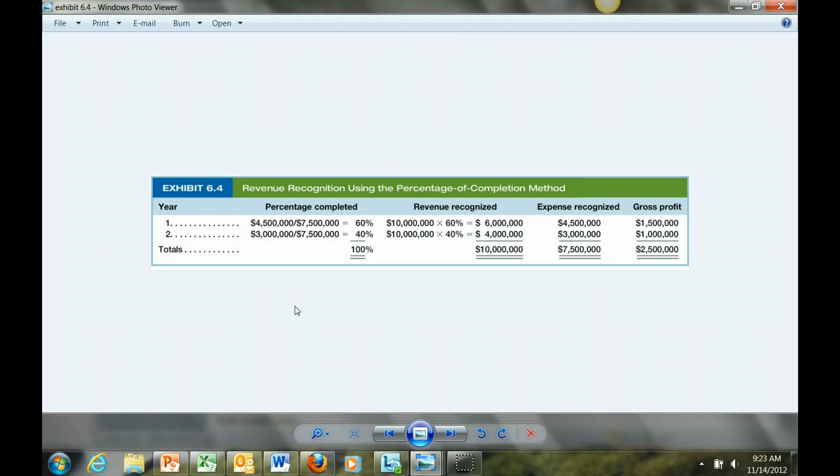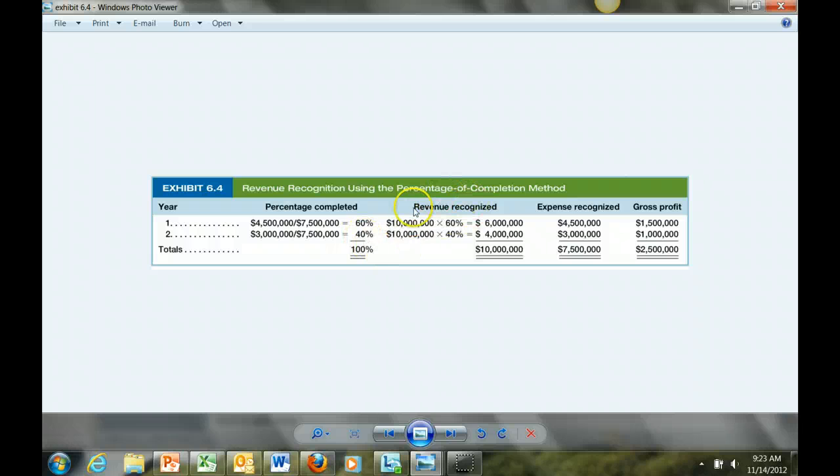Now we take a look at Exhibit 6.4, which is the revenue recognition method using the percentage of completion. Percentage of completion method recognizes revenue in the proportion to which project-related expenses are incurred. So in this example, we see $7.5 million of total expenses. The firm anticipates recognizing $4.5 million in year one. So 4.5 divided by 7.5 is 60%. We do likewise in year two for 40%.